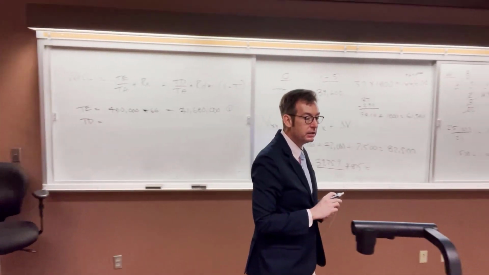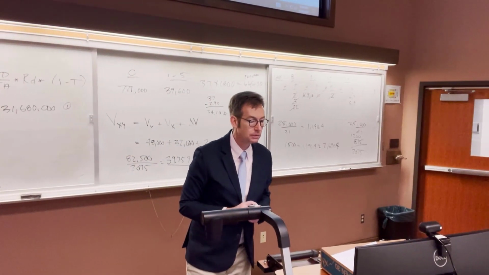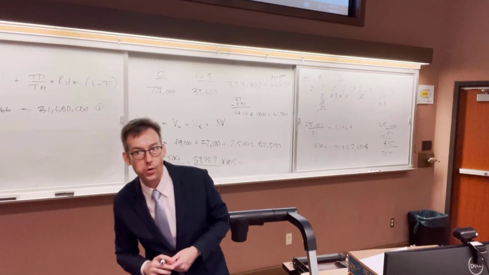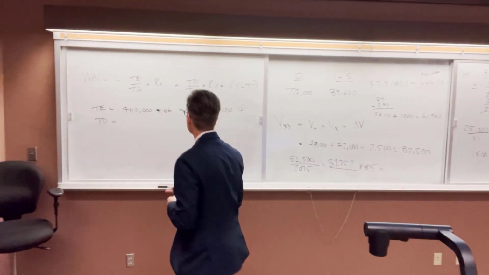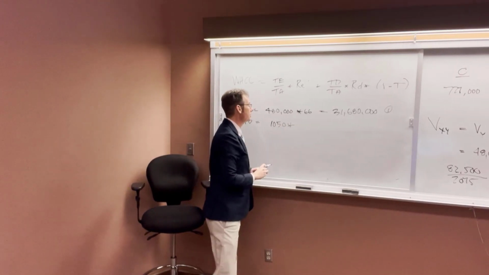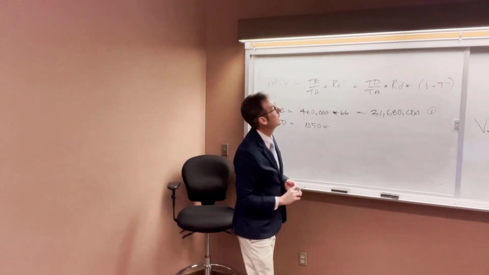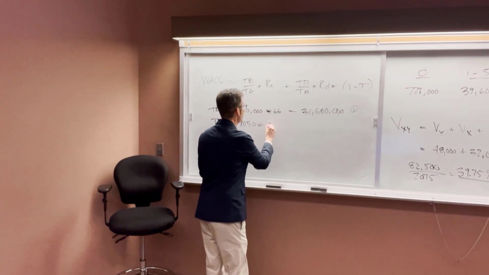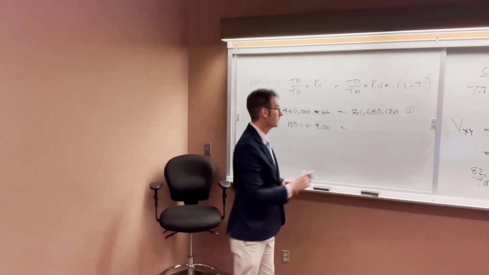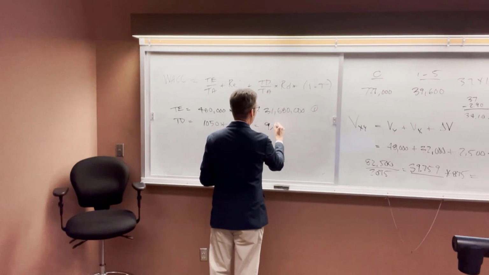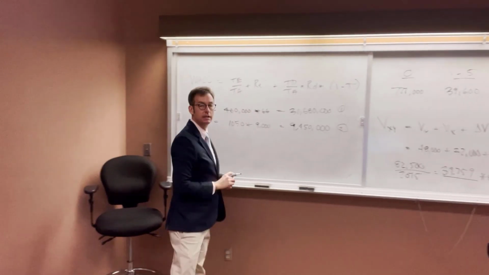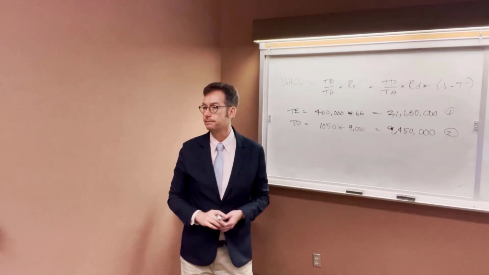Now let's figure out the total value of the debt. Each bond is selling for how much? 1,050, because it's 105% of par. And how many of those are outstanding? 9,000. Can someone tell me how much that is? 9,450,000. Now I want you to store that in location 2.